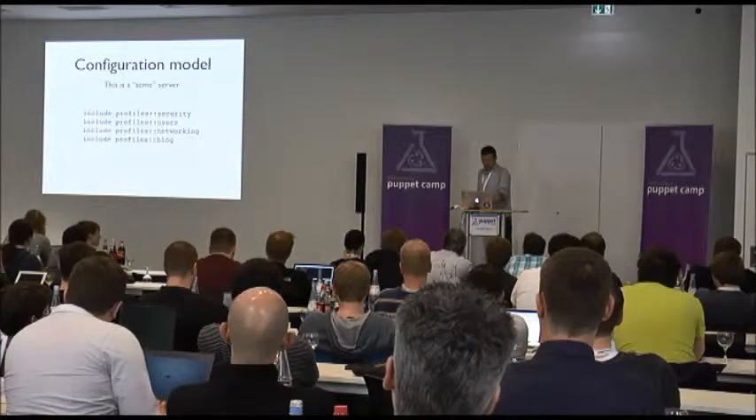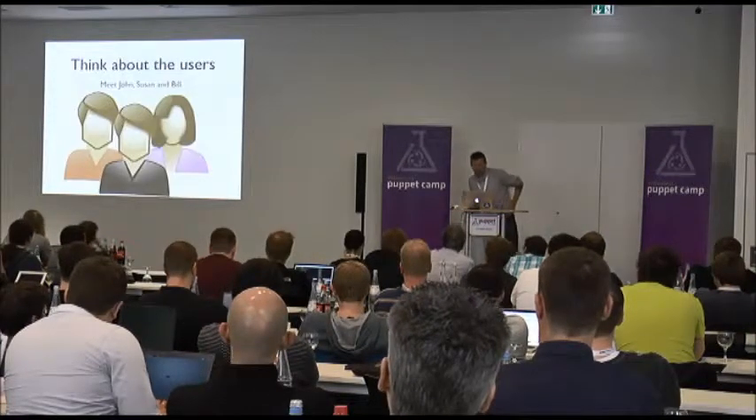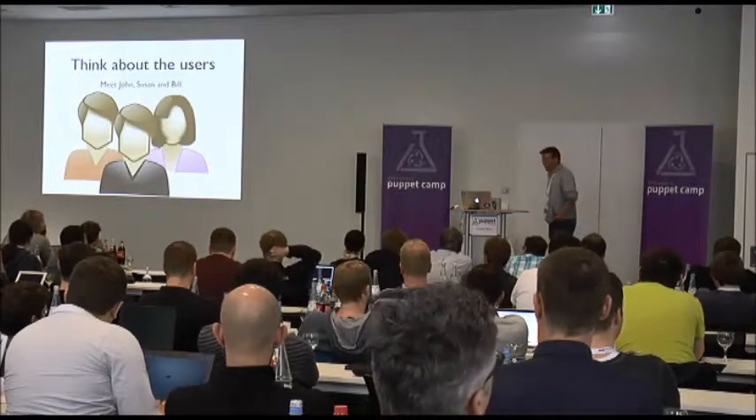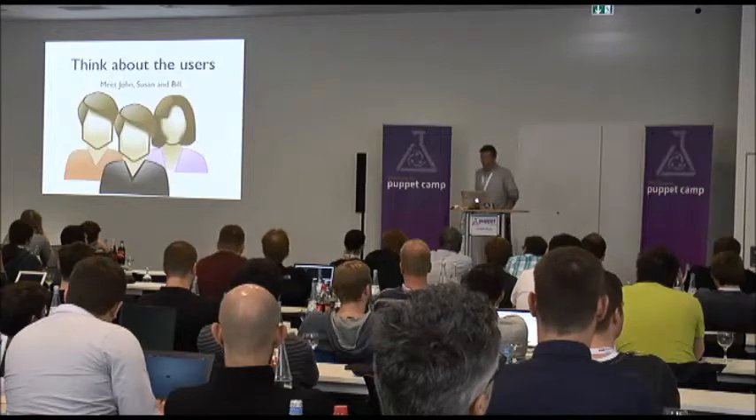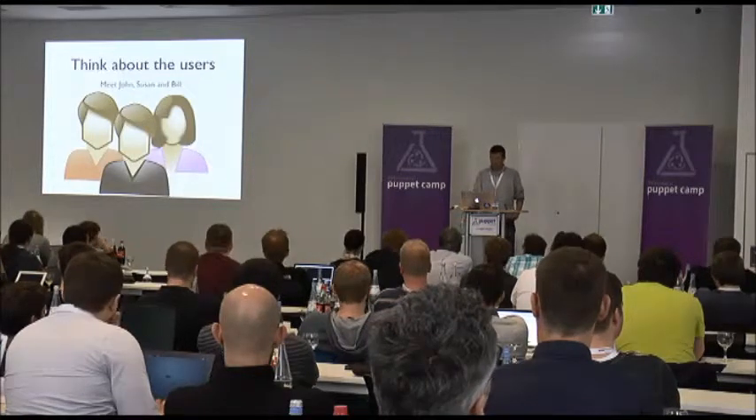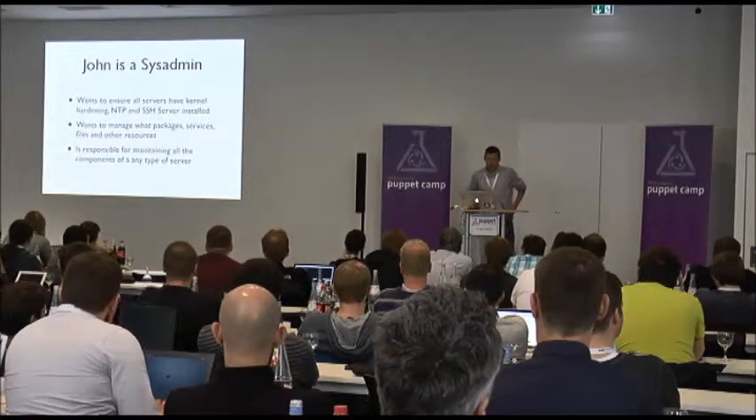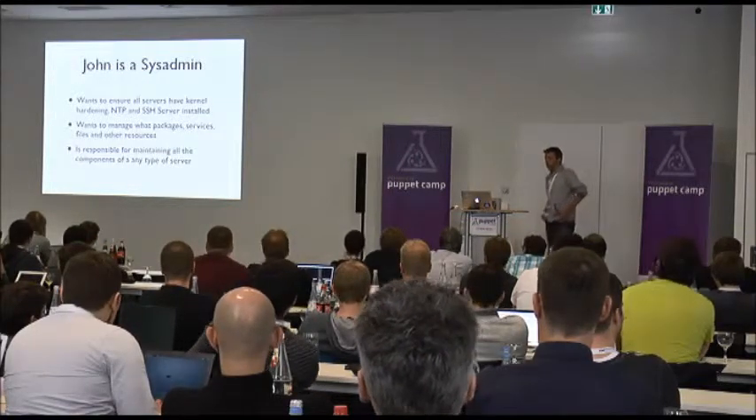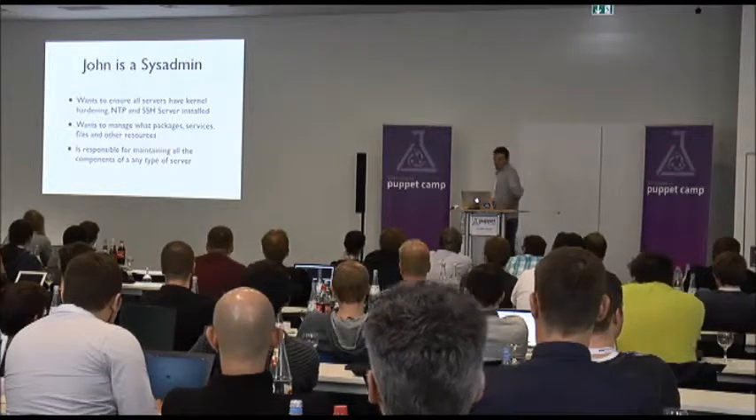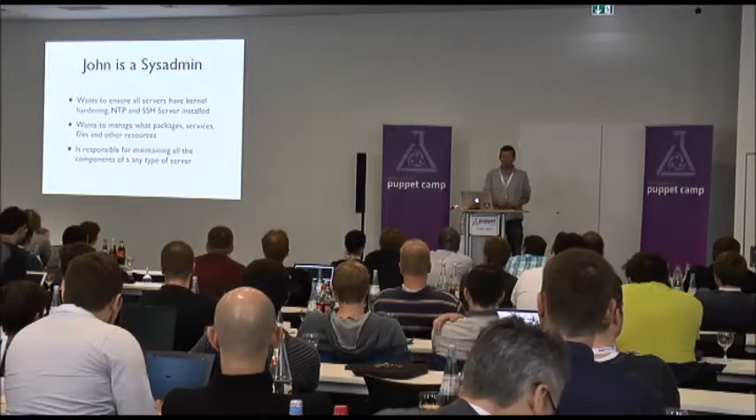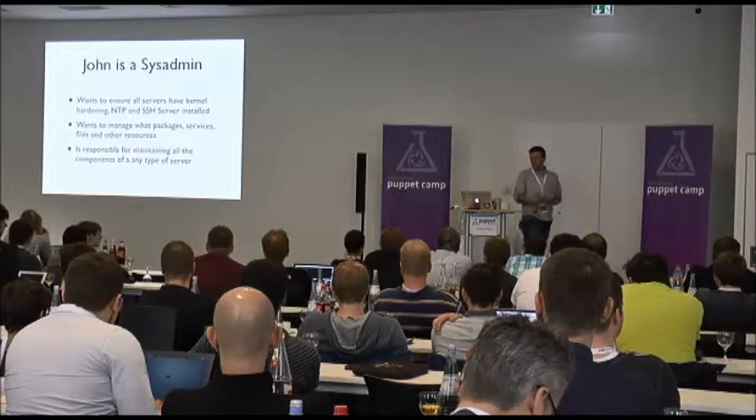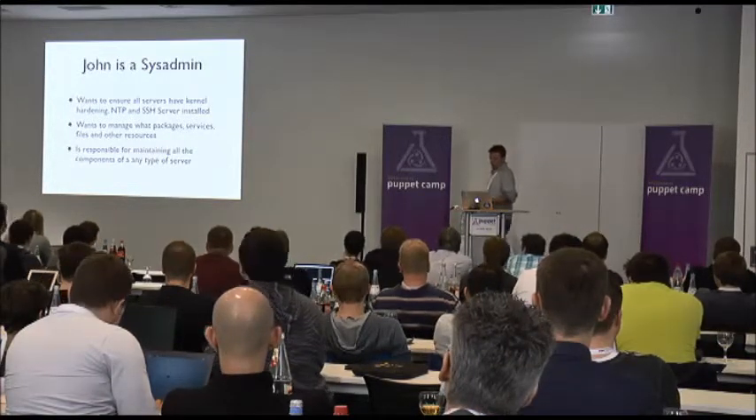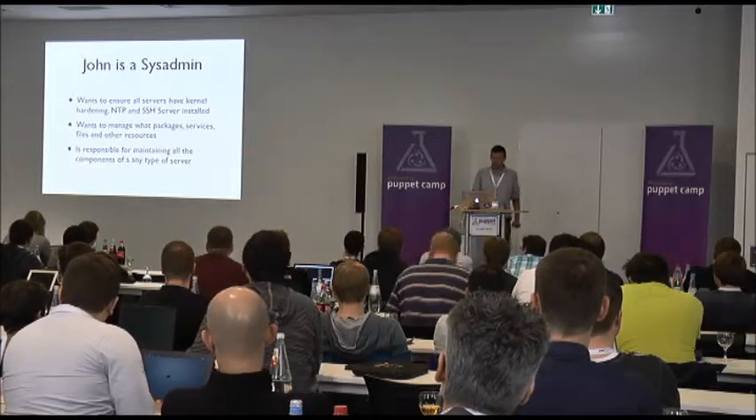So in order to explain this better, let's think about the users. We remember those still, right? So meet John, Susan, and Bill. So John is a sysadmin. He's most likely your sort of hardcore Puppet master. It's important for him that all his servers are configured in a certain way, that things like kernel hardening and NTP and SSH are configured. He wants to manage everything, all the packages, all the services, all the resources.